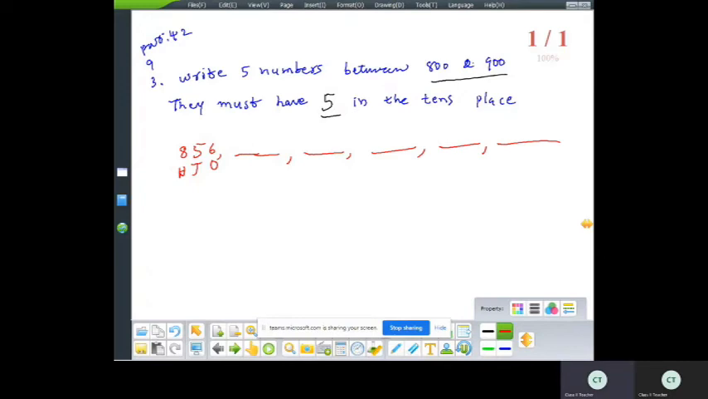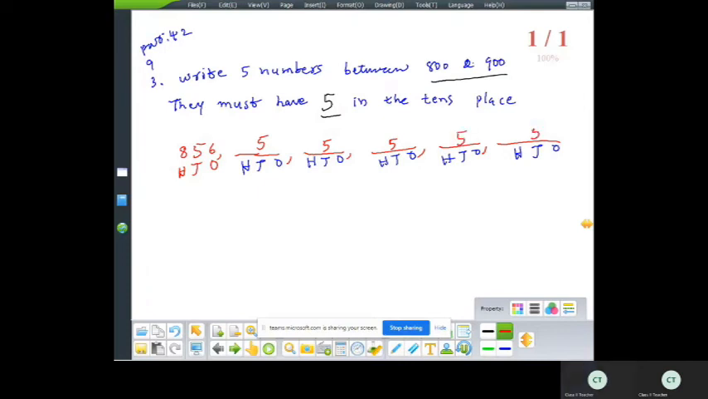Yes, our condition is the digit 5 in the tens place. First we look at the place values: 1, 10, 100. Our condition in this question is the digit 5 in the tens place. Here 5. The digit 5 is in the tens place.